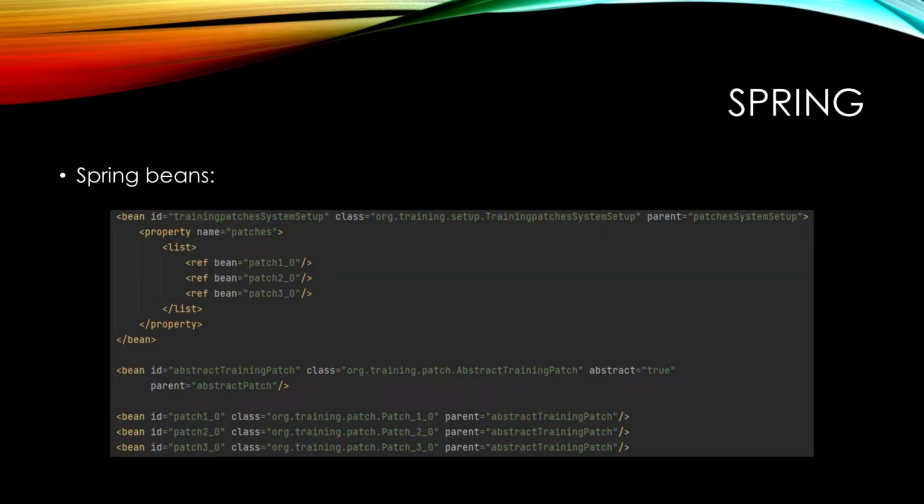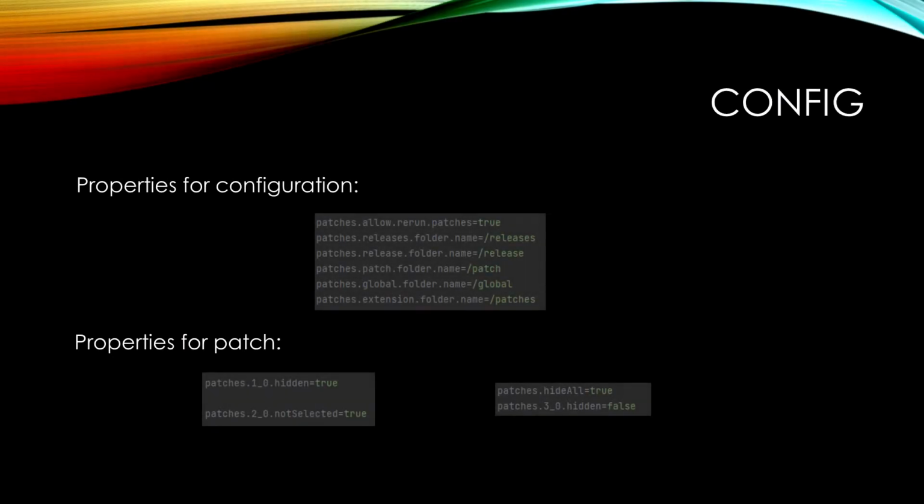Each patch is declared as a spring bean and is listed in the patches list. In the global patch configs, you can decide if patches can be rerun and which folders should they use. Per patch, you can configure if it's hidden and selected.